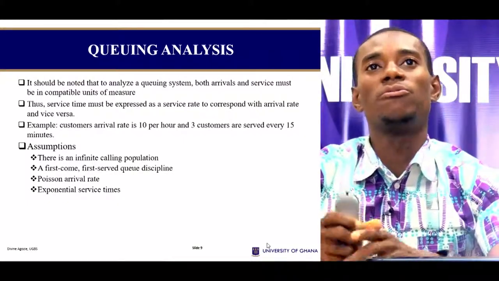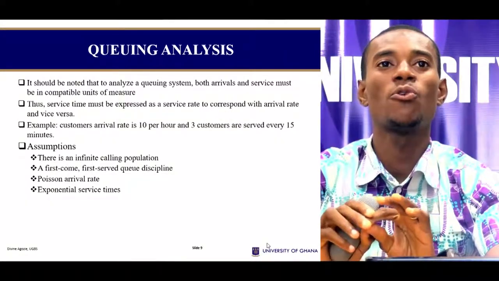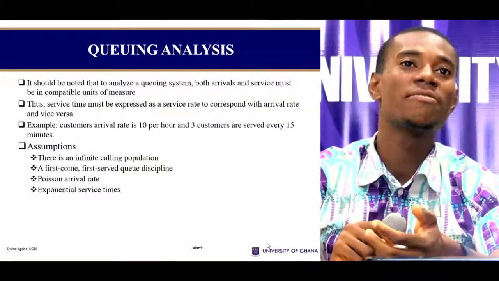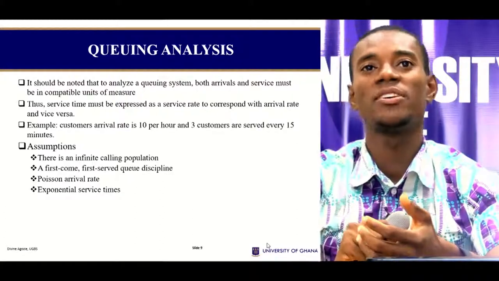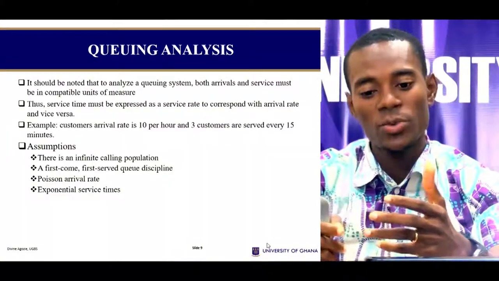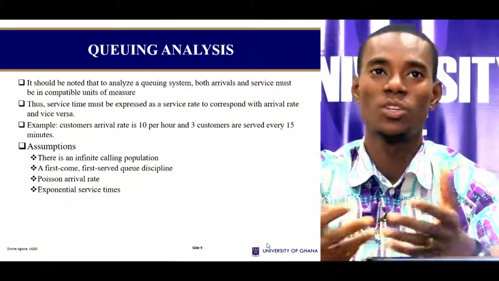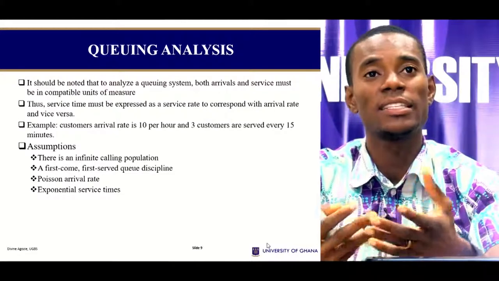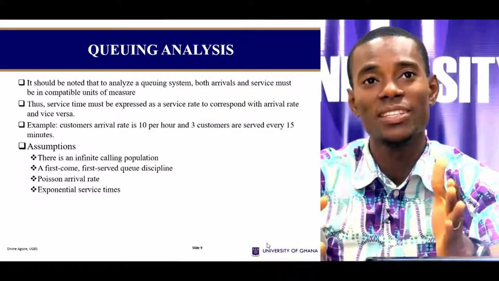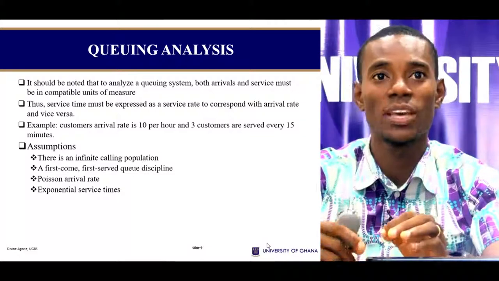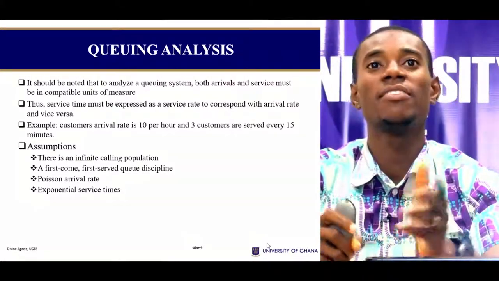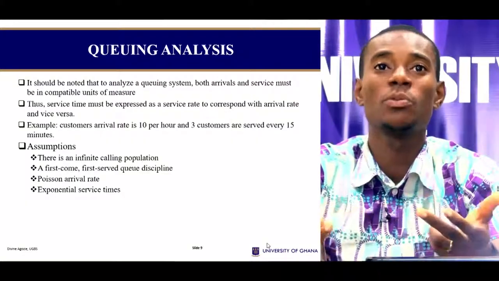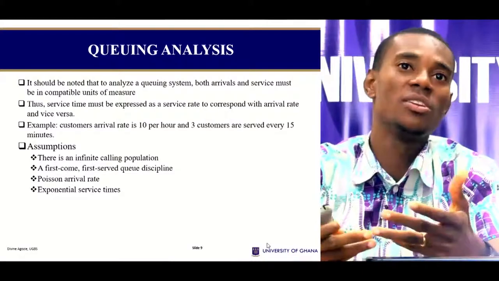For the purposes of this lesson, we are going to have 4 basic assumptions. We're going to assume that our calling population is an infinite one, and the queue discipline will be first come, first served. Arrival rate will be Poisson distributed, and our service times will be exponentially distributed. I think these are understandable. The Poisson distribution measures the occurrence of an event within a specific time. And the time taken for an event to occur is the exponential service time. First come, first served is always the obvious way of serving customers whenever queues occur. And we are assuming an infinite calling population because there isn't any discriminating factor as yet.